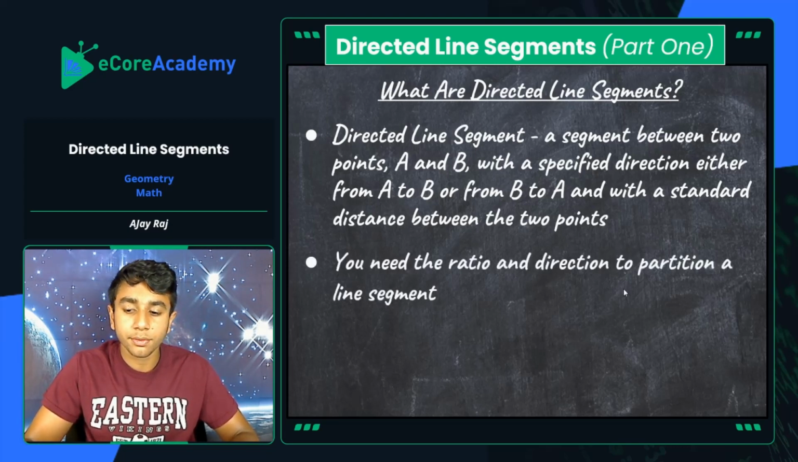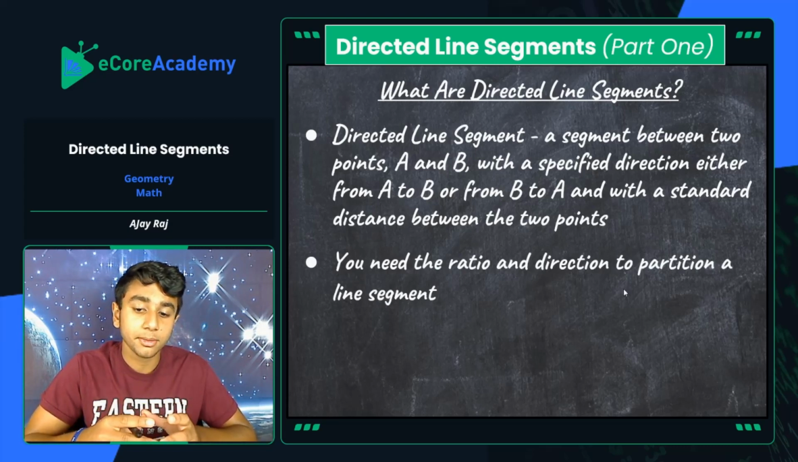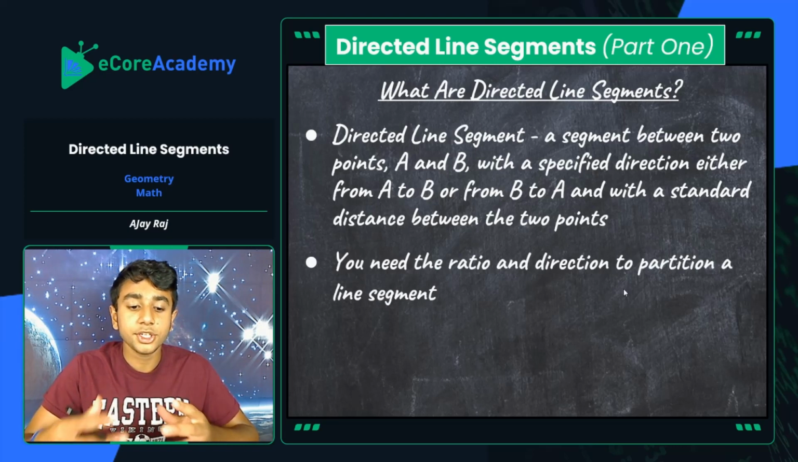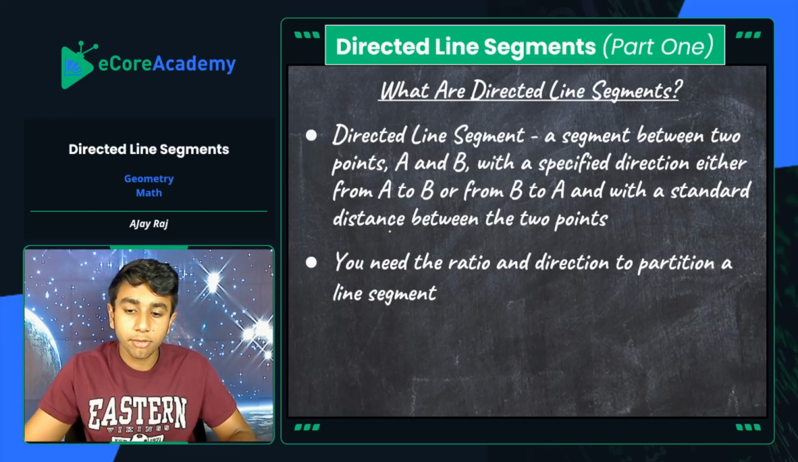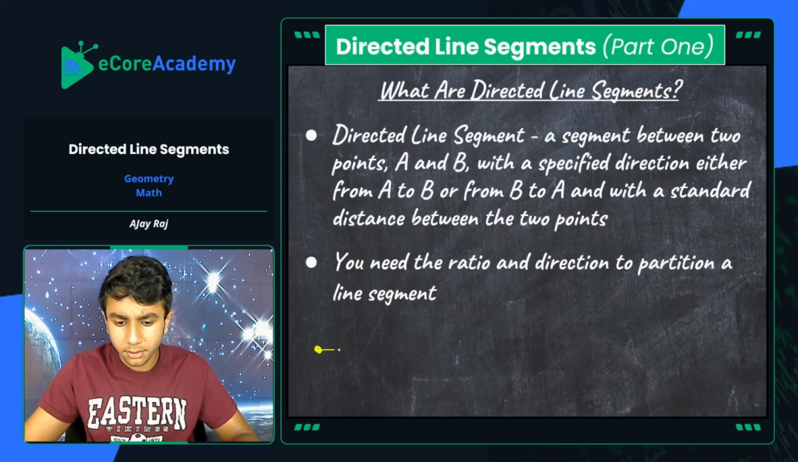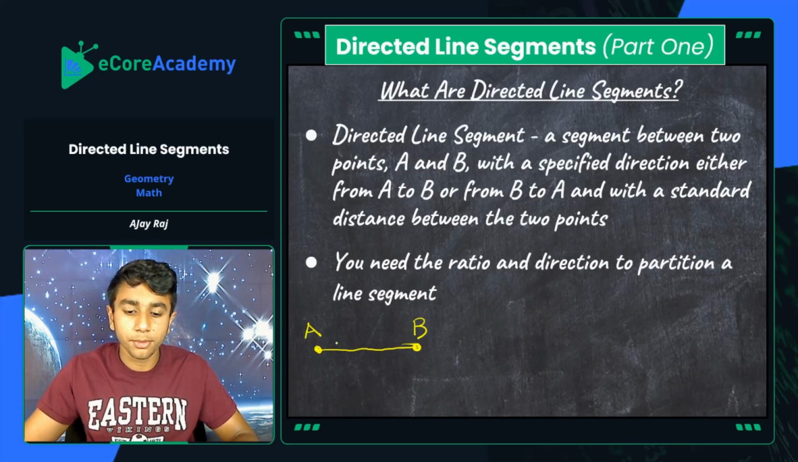So you need the ratio and direction to partition a line segment. We're going to be looking at how we can partition directed line segments. You need the ratio in which you want to split the line segment, and the direction in which the partitioning is occurring. An example of that would be if you had a line segment here with points A and B, and you were moving from the leftmost point to the rightmost point. What you would say is line segment AB. That's how you convey it.